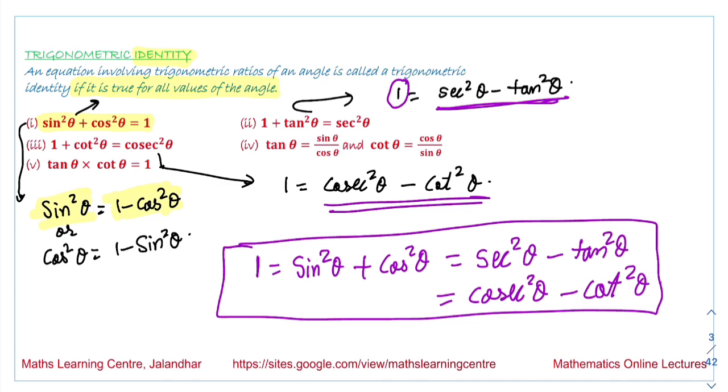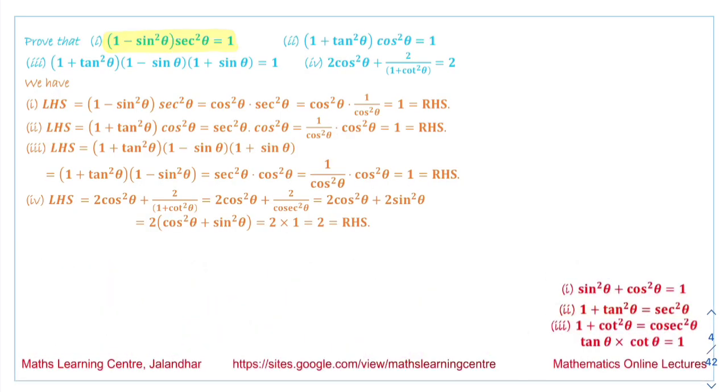So the first is 1 minus sine square theta into secant square theta is equal to 1. Now from the first identity, we have 1 minus sine square theta is equal to cos square theta. It means this value, 1 minus sine square theta, we can write as cos square theta. Next it is secant square theta, and secant we know is 1 over cos square theta. If we multiply both of these, the answer we will get is 1.